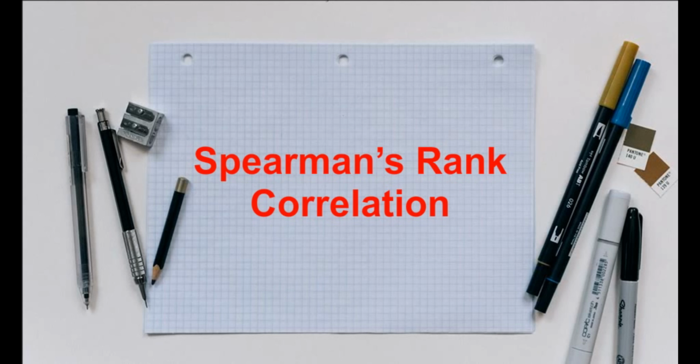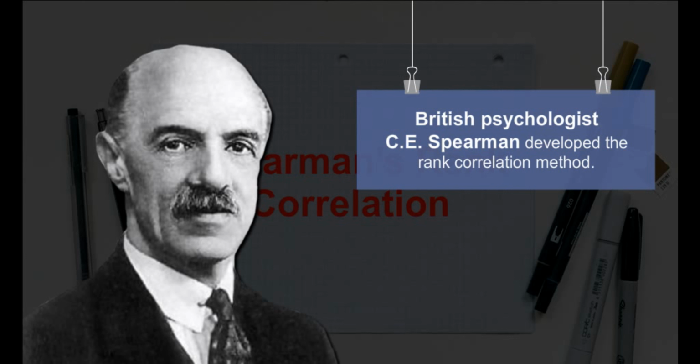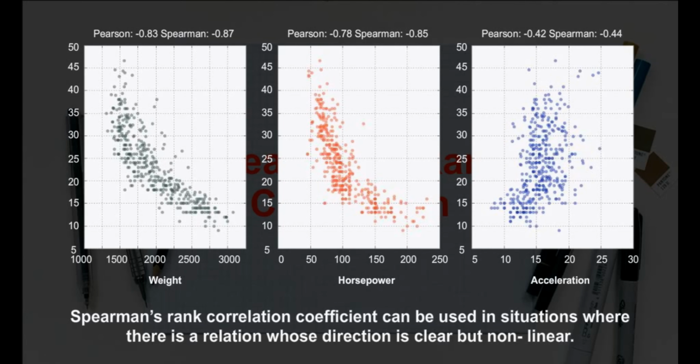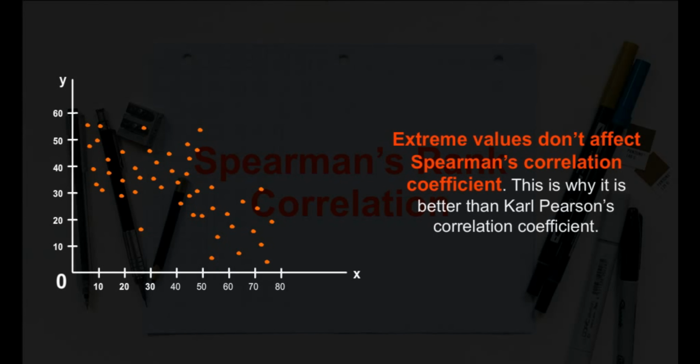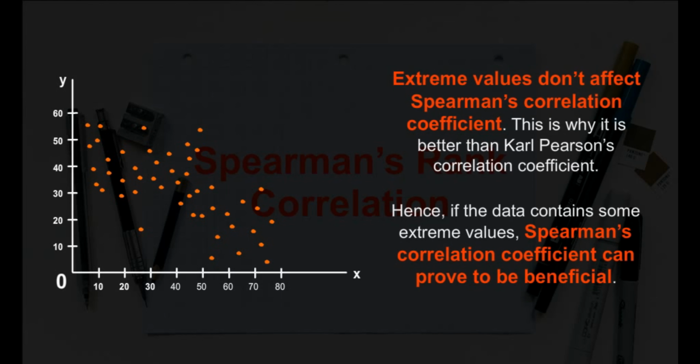Spearman's rank correlation. British psychologist C.E. Spearman developed the rank correlation method. Spearman's rank correlation coefficient can be used in situations where there is a relation whose direction is clear but nonlinear. Extreme values don't affect the Spearman's correlation coefficient. This is why it is better than Karl Pearson's correlation coefficient. Hence, if the data contains some extreme value, Spearman's correlation coefficient can prove to be beneficial.